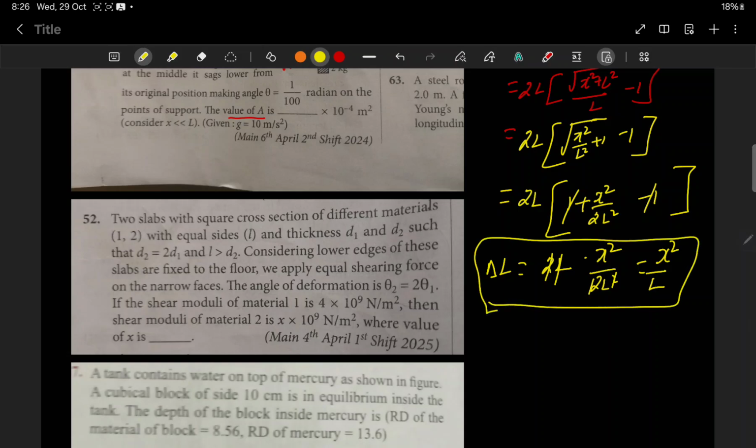Now we can relate this to the Young's modulus formula. Young's modulus will be equal to what? Stress by strain. So F divided by area into strain. Del L is what?